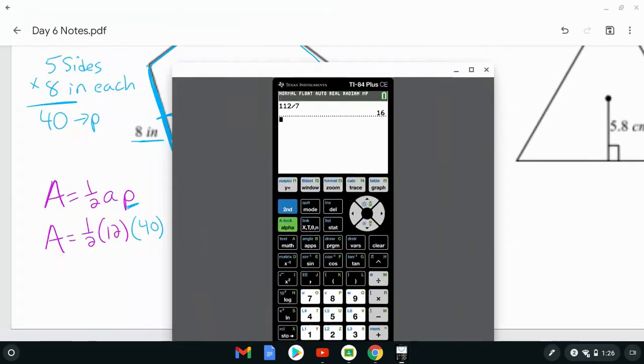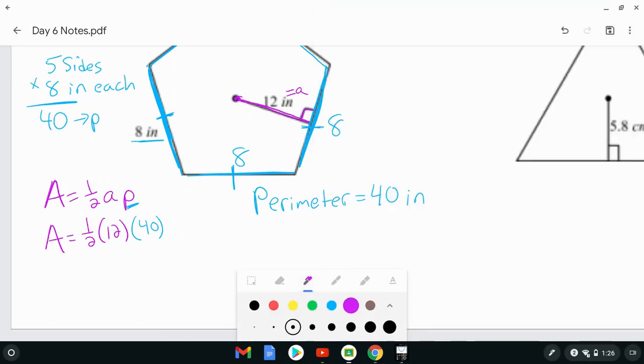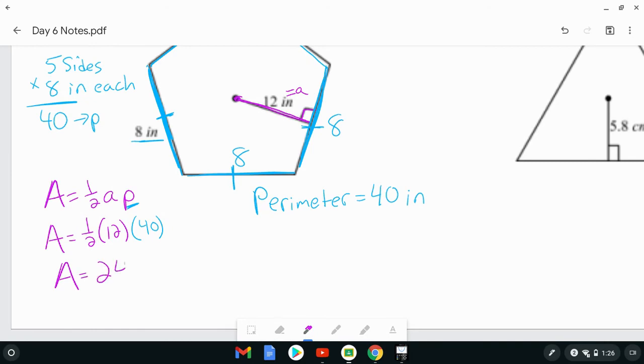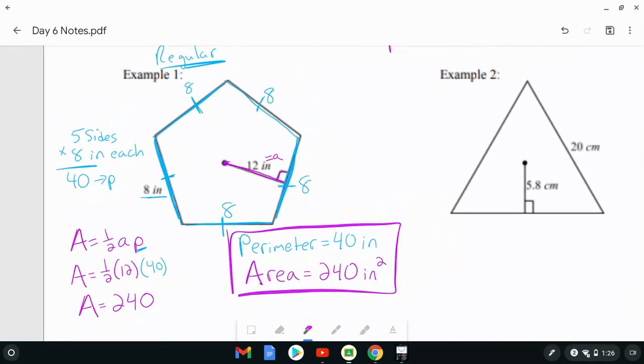In your calculator, you've gotten used to hopefully the calculator process here. 0.5 times 12 times 40. We get 240. So we get area equals 240. And then remember that because it's area, we are talking in inches squared. So let's go ahead and throw in the perimeter as a little bonus there to let them know that we not only know how to find the area, but we also know the perimeter because it was part of the process of finding that area. So that is the area, and the perimeter is that measurement around the outside.